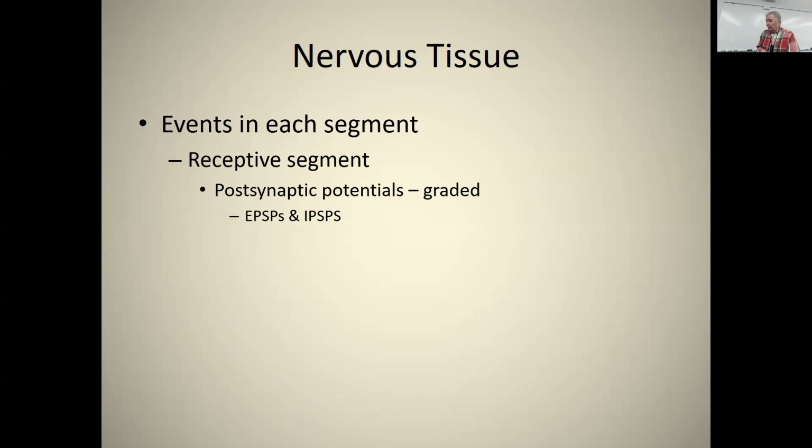There are two types of graded potentials, EPSPs and IPSPs: excitatory postsynaptic potentials and inhibitory postsynaptic potentials. An excitatory postsynaptic potential is going to depolarize the postsynaptic cell. The inhibitory postsynaptic potential is going to inhibit. It's going to be a hyperpolarization. So EPSPs bring a cell closer to firing, turning on. IPSPs bring the cell farther away from turning on.